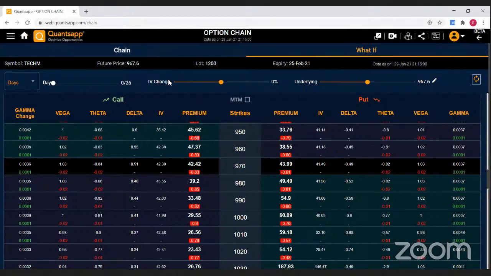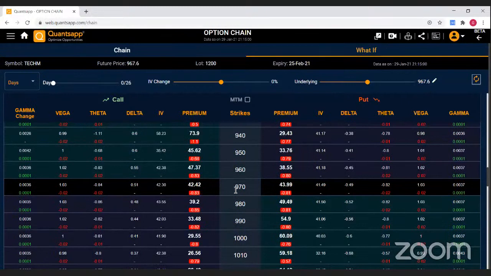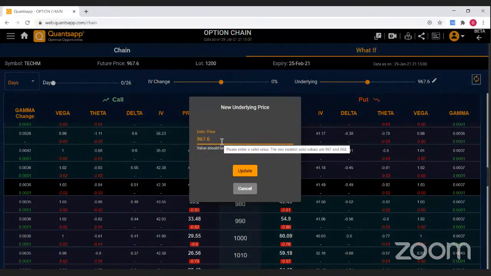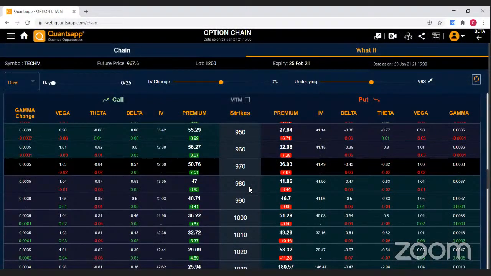Suppose this is what we have taken, Tech Mahindra, for the example. This is all for example purposes. Right now it is 967. 970 is my at the money. Suppose I was expecting a move of around 15 points upside. So 967 plus 15, 983 somewhere. So I was expecting the future price will go to 983. Now I want to see that if the underlying moves to 983 as the market opens, I can see that the 970 call option will be worth around 7.5 rupees. So I'm looking at how the delta will affect my option premium.